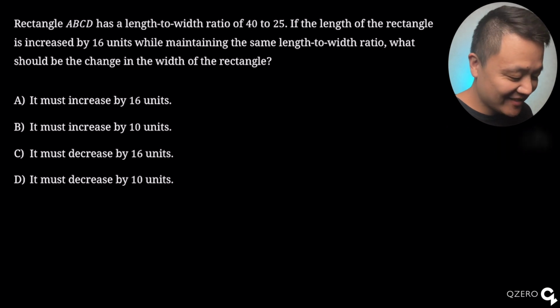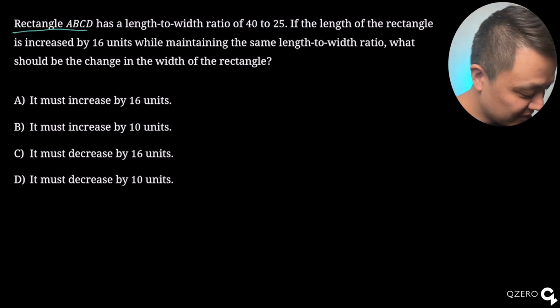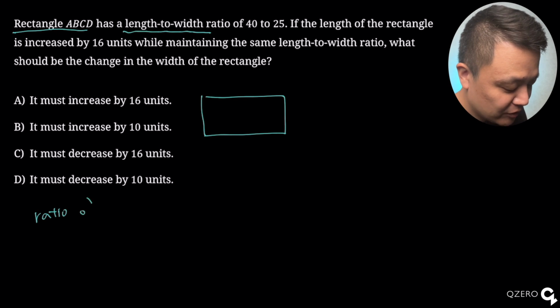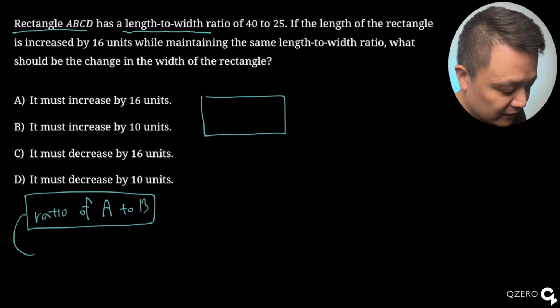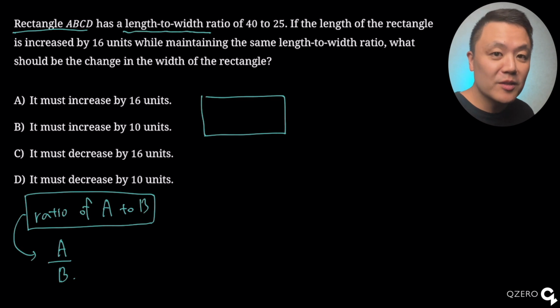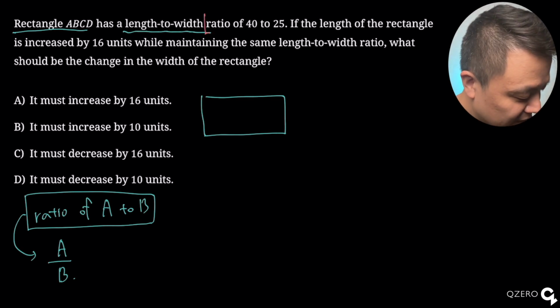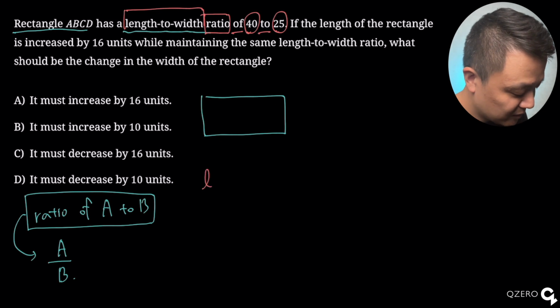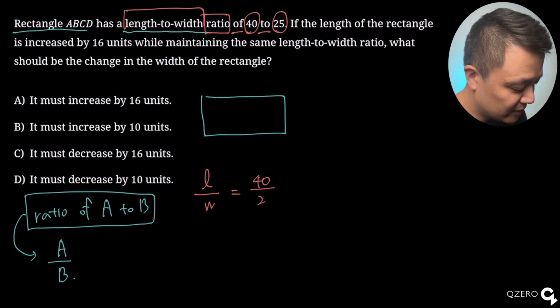Let's solve this question. So we have a rectangle ABCD, so let me just draw a rectangle. And we have a length to width ratio. First of all, a ratio of something to something else is always a fraction. It's nothing but just one fraction, a rational number, a over b. And we have a ratio of 40 to 25. So the length to width ratio is 40 over 25.